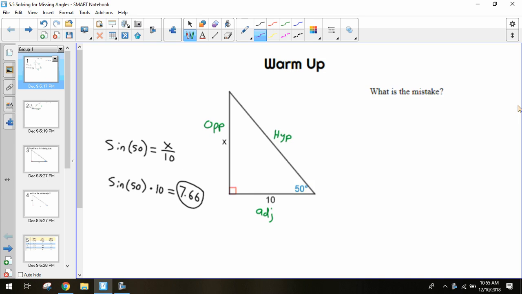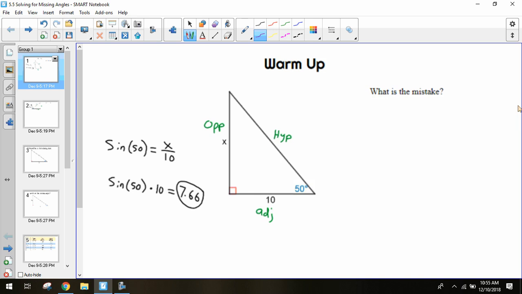Last week we were talking about trigonometry. So trigonometry involved what type of triangles? Right triangles. What were our 3 trig ratios? Sine, cosine, tangent. We had our little SOHCAHTOA to help us remember.